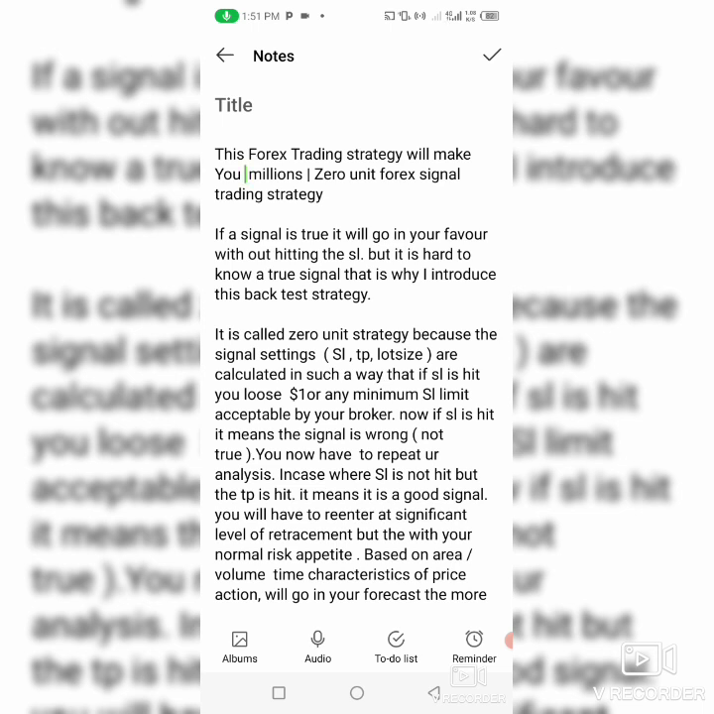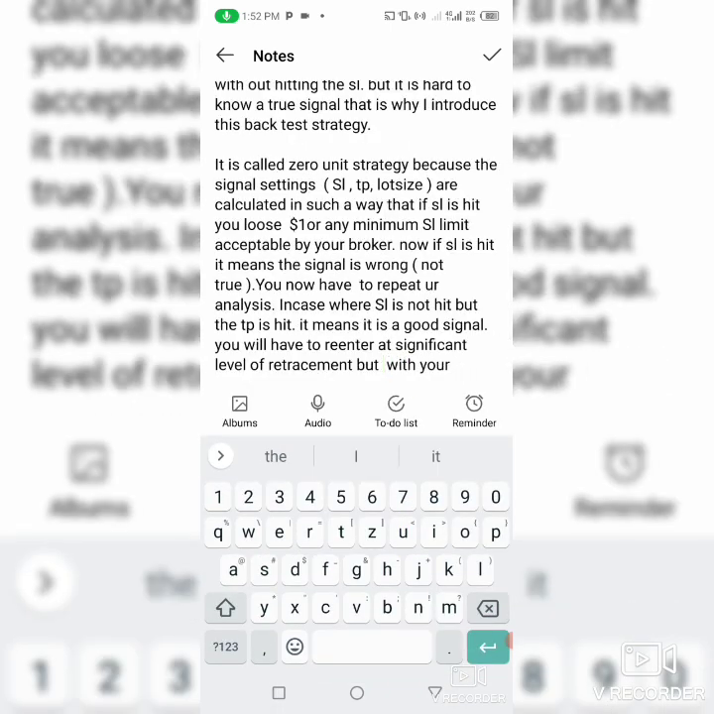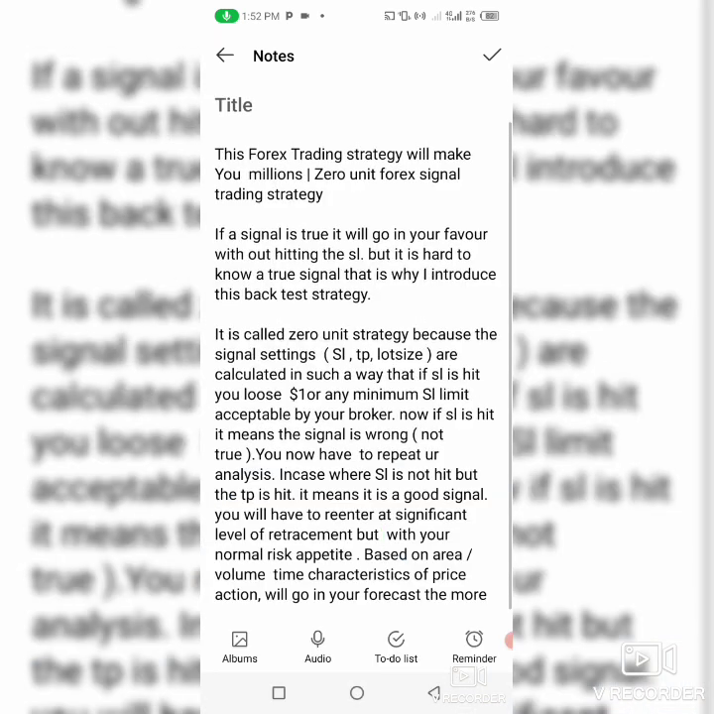You repeat your analysis until you get the right signal, and then you can over-leverage. You can now use a big lot size because you are sure now. In case SL is not hit but the TP is hit, meaning the actual TP you are targeting, maybe 1:2, 1:3, is hit, it means that it is a good signal. You will have to re-enter at a significant level of retracement, but with your normal risk appetite. This time you are not risking just $1 or something minimal.